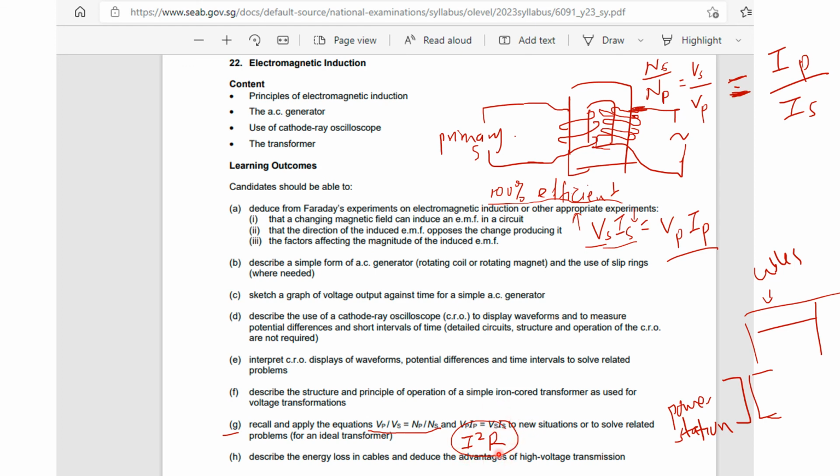So when you transmit at lower current, you will need cables that are less thick. But if it is a very high current, you need very thick wires. If not, you have a lot of heat loss. So that is another reason for it. All right, so basically that's it for the electromagnetic induction topic.